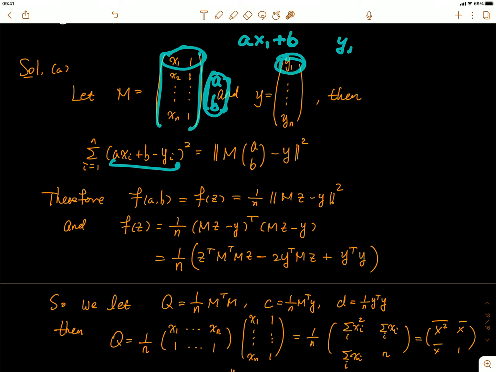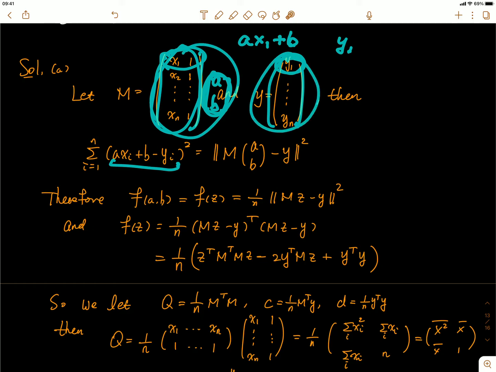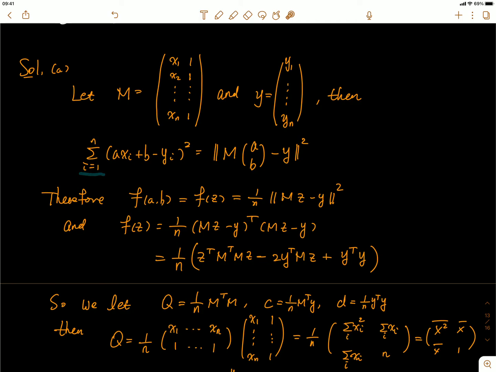So this is essentially taking the norm of this matrix times this vector minus this vector, the difference of the two vectors. That is what this norm is, because you're taking the sum of the squared components. So that's essentially the squared norm of that vector, and that vector is just M times this AB vector minus this y vector. Once you observe that, the things will become easy.